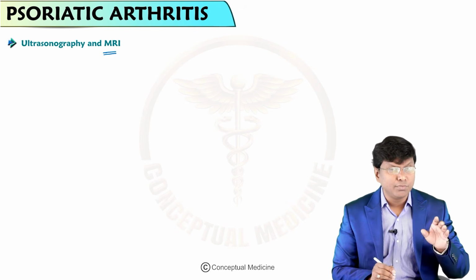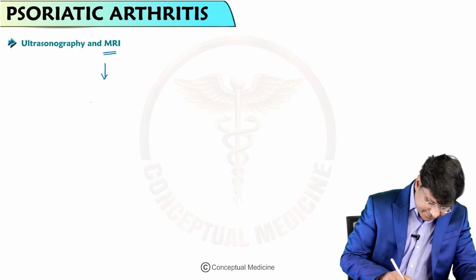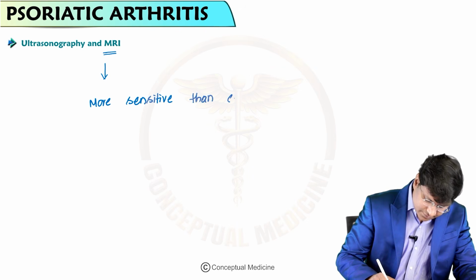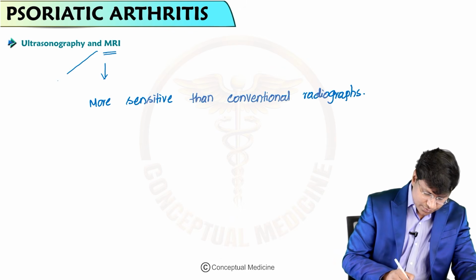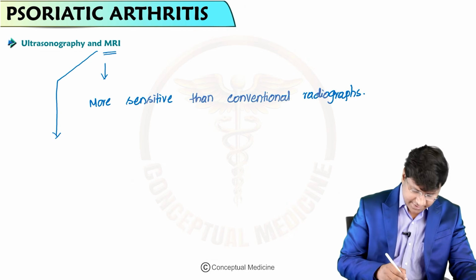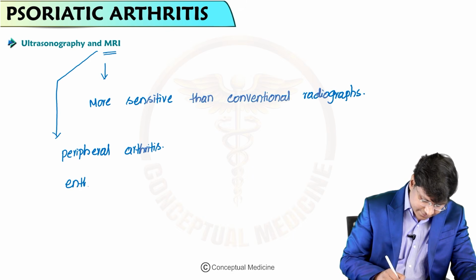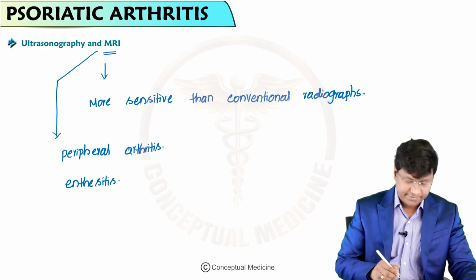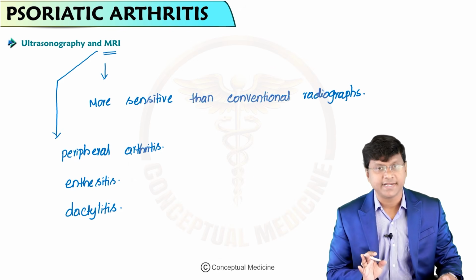See, ultrasonography and MRI are more sensitive than conventional radiographs in detecting peripheral arthritis. In what way are they more sensitive? They are more sensitive in detecting peripheral arthritis, in detecting enthesitis, and in detecting dactylitis. So that is about ultrasonography and MRI.